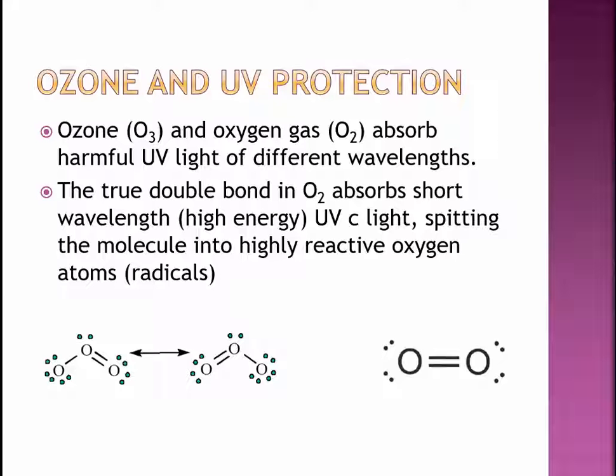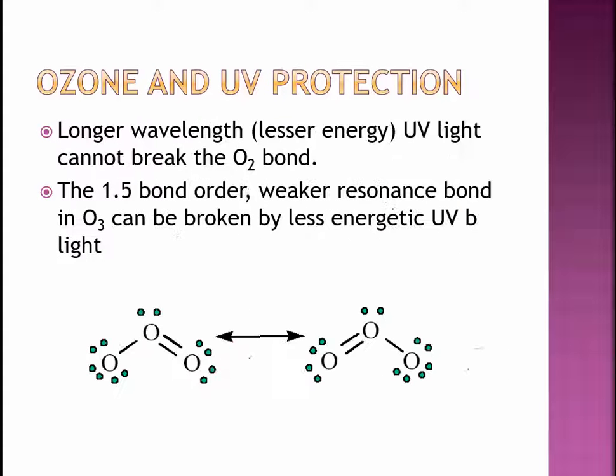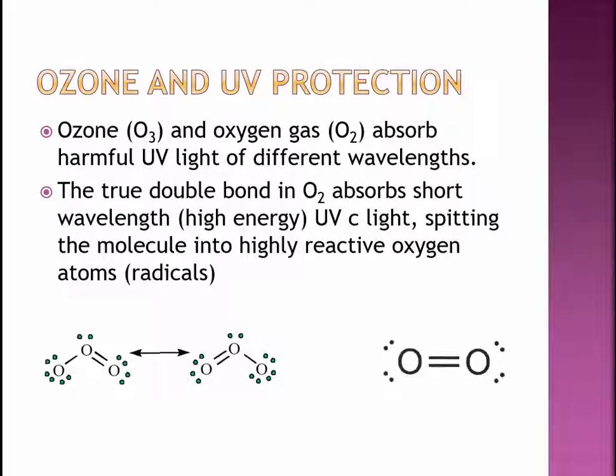And it splits it into highly reactive oxygen atoms, which are called radicals, which go on to create more ozone. And it's a good thing that that happens. But we'll talk more about that at a later date. Now, the thing is, there's also lesser energy light, which is called UVB, and basically that UVB light is not strong enough to break this bond. So basically UVB light will just be passed through and keep going.